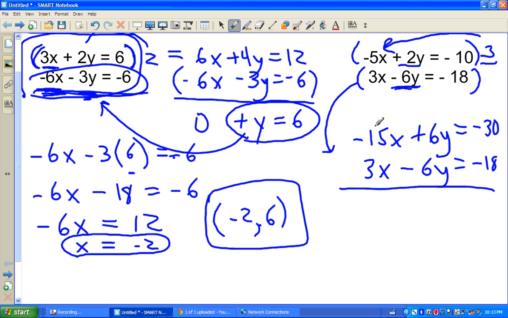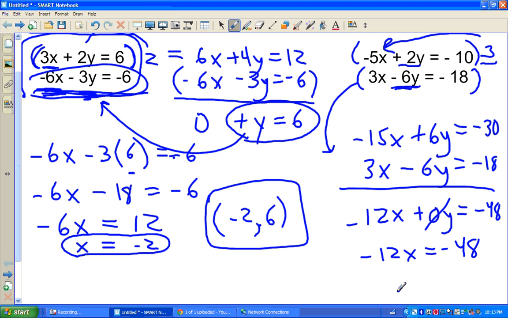If I do the math now, just add these two equations. Okay, so minus 15x plus 3x is a minus 12x. Plus 6y minus 6y is a plus 0y, or it goes away. Right, 0 times anything is 0. Minus 30 minus 18 is a minus 48. So now I have minus 12x equals minus 48. Divide both sides by 12. A minus divided by a minus is a plus, and 48 divided by 12 is 4. So x is 4. All right, now I have to just plug it back into either equation.